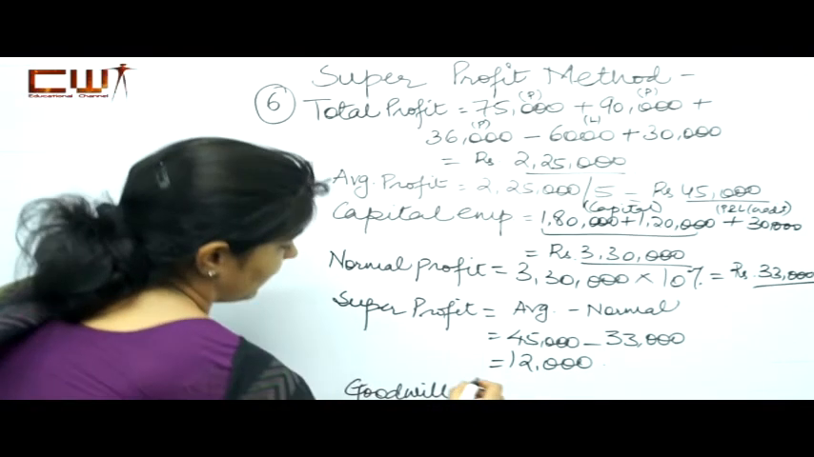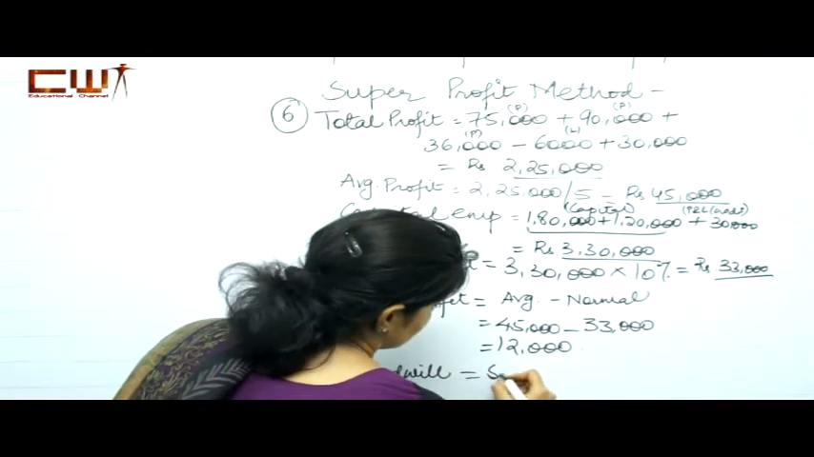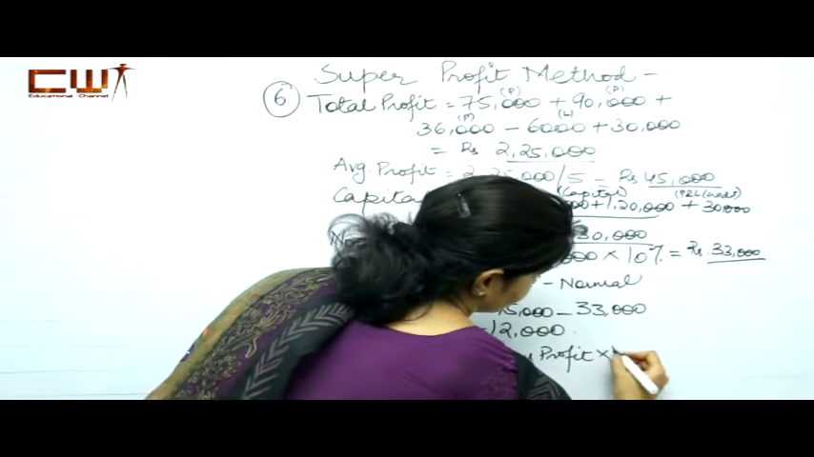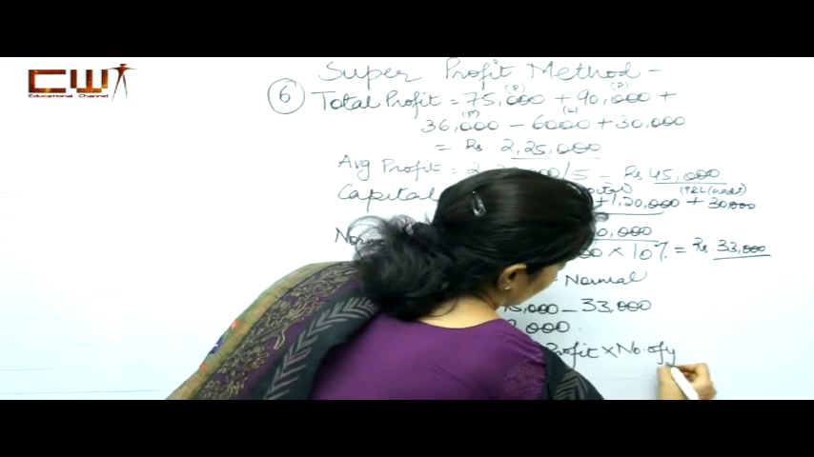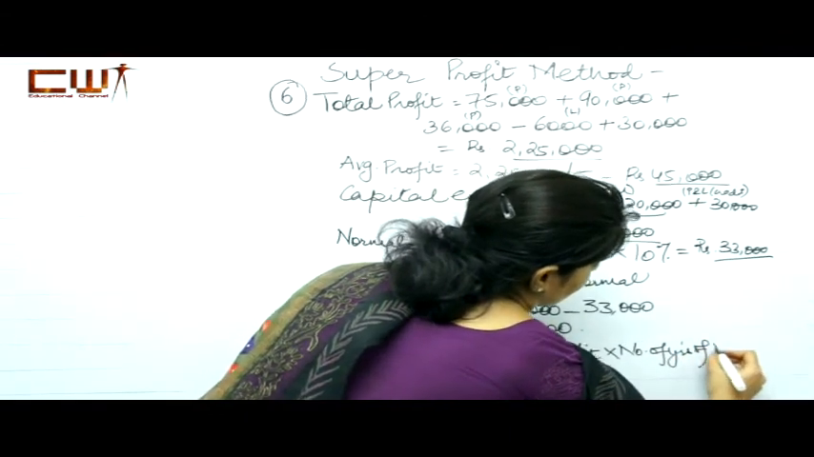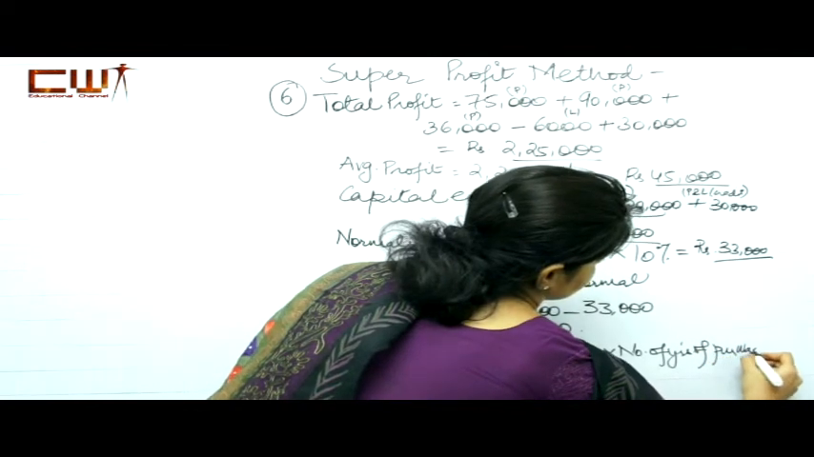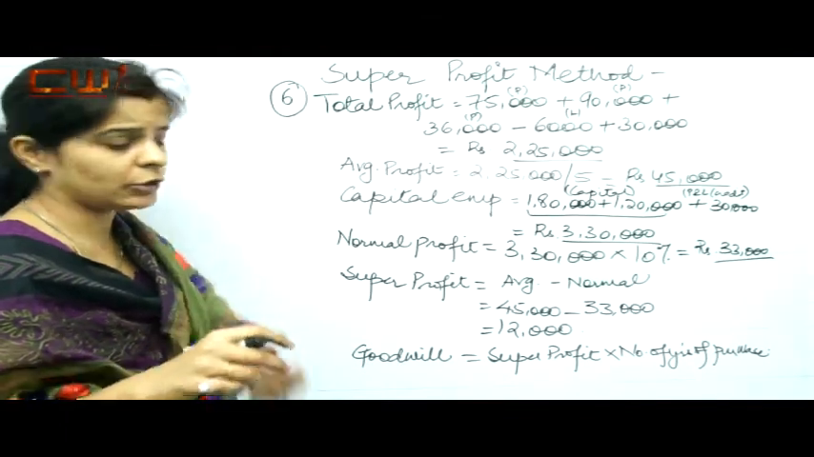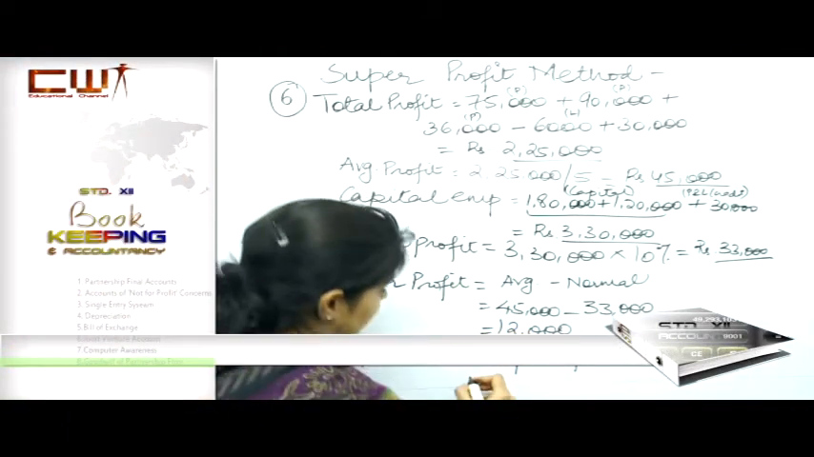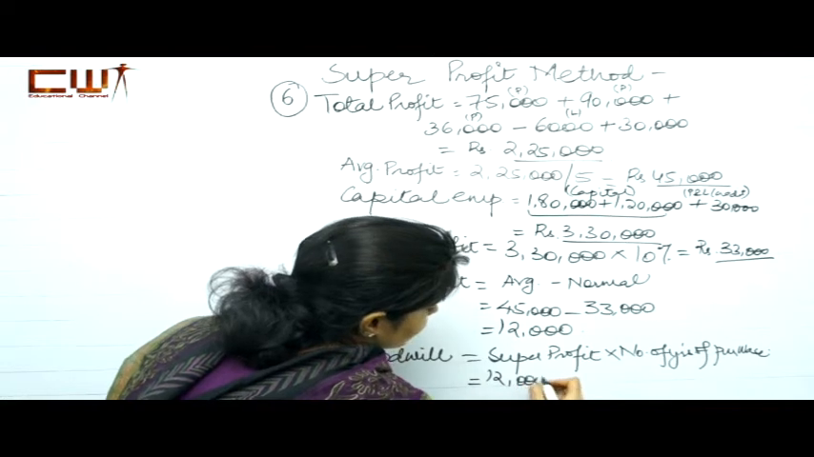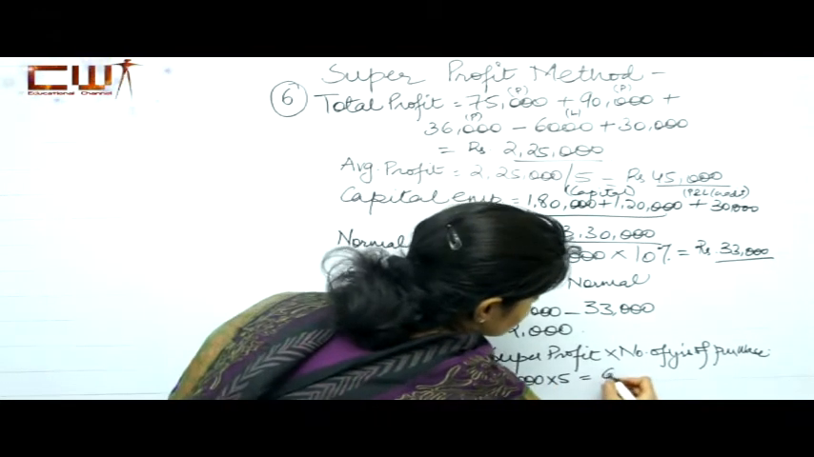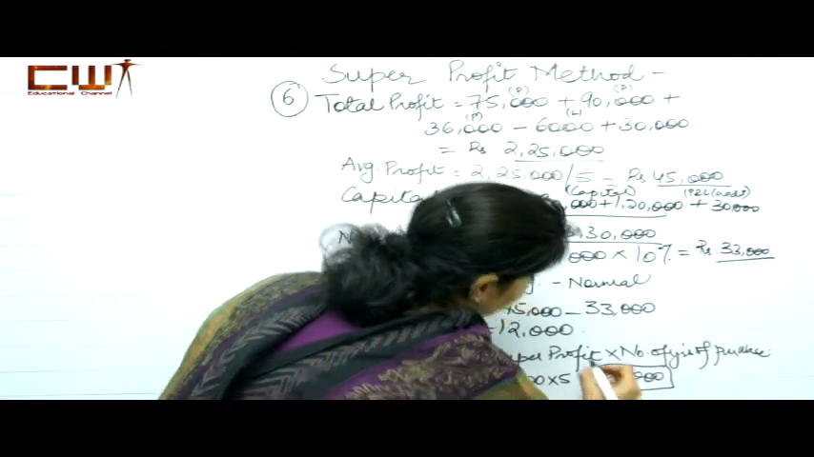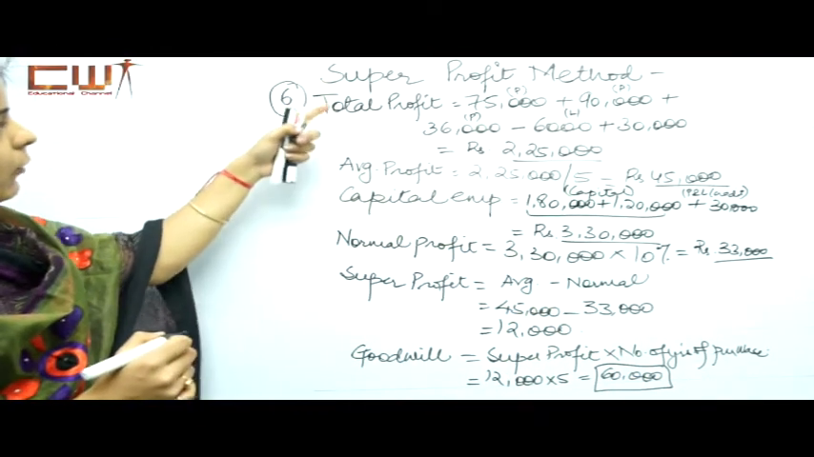By the super profit method, that will be super profit into number of years of purchase. This will be given to you in the question. What is the number of years of purchase in the question given to you? 5. What is the super profit? 12,000. So 12,000 into 5 will be how much? 60,000. This is the goodwill that we have calculated by super profit method.